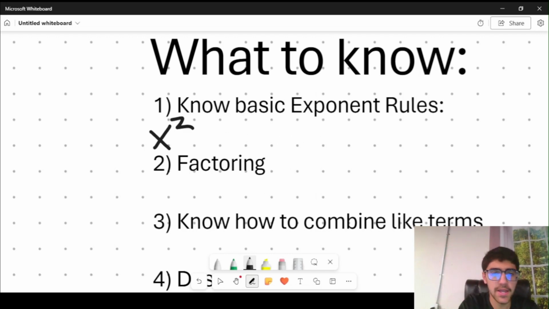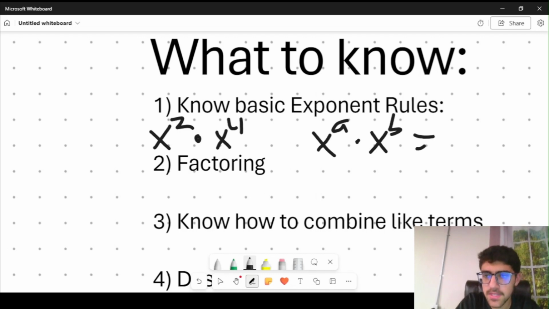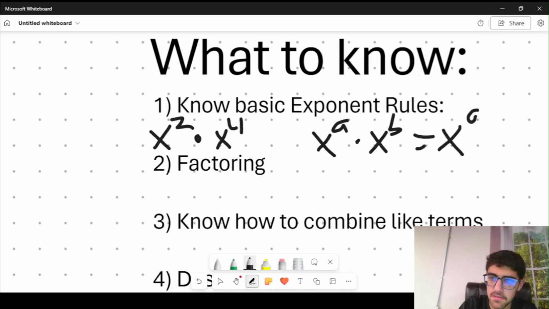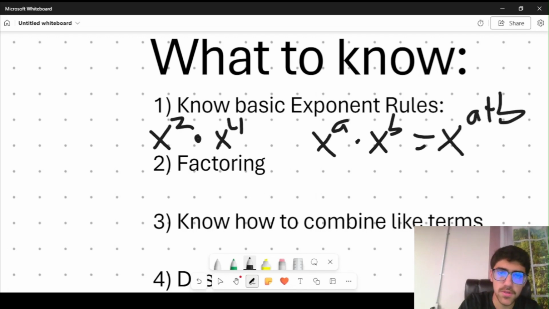But what happens if you multiply two variables with exponents? Let's say x squared times x to the fourth. When you multiply, let's say x to the a times x to the b, it's always equal to x to the power of the sum of the exponents. So a plus b if you want it generalized, or if you want an example, 2 plus 4, it's equal to x to the 6.